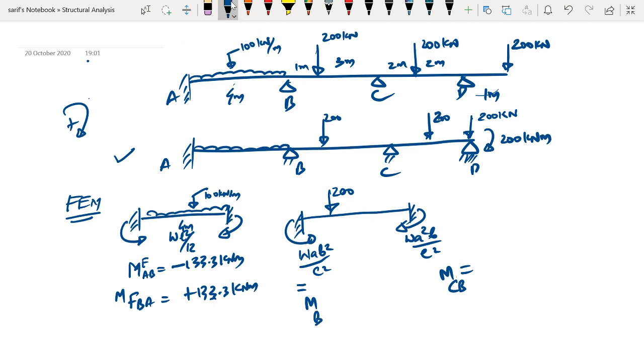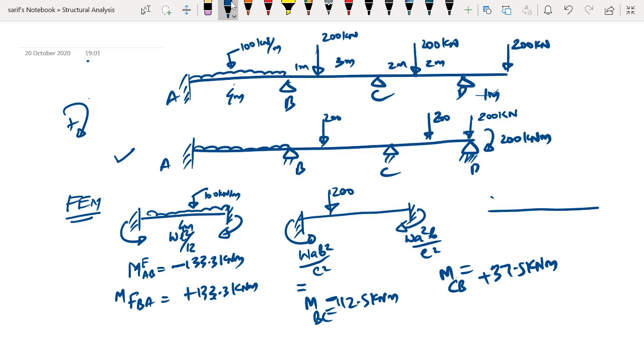The value of MBC is 112.5 kilonewton meter, and the value of MCB is plus 37.5 kilonewton meter. There is a negative sign here, minus 112.5 kilonewton meter and a plus 37.5 kilonewton meter. The minus is because this is acting in the counterclockwise direction.